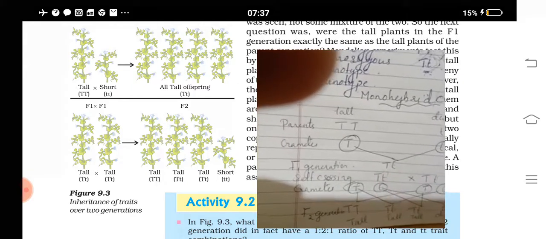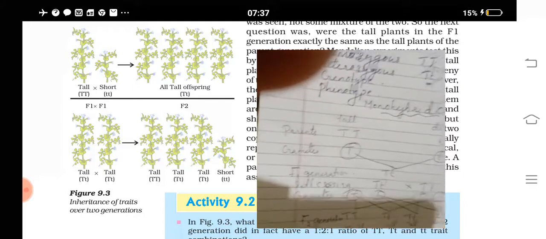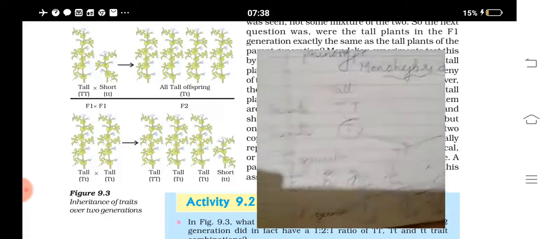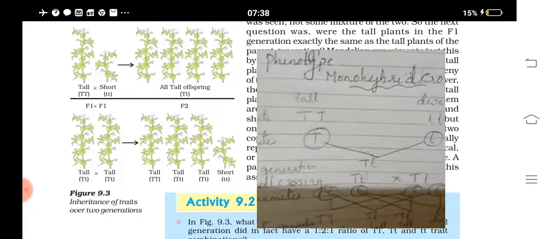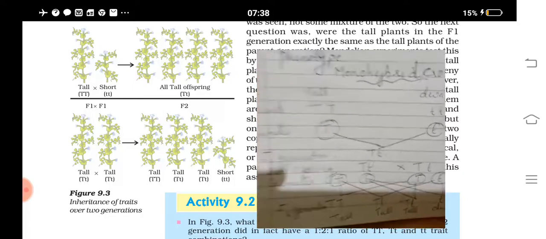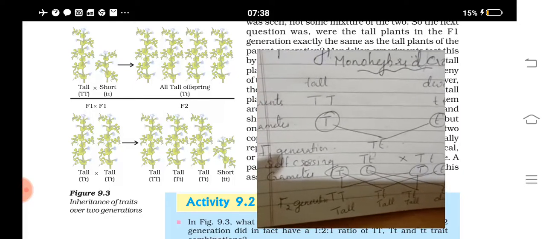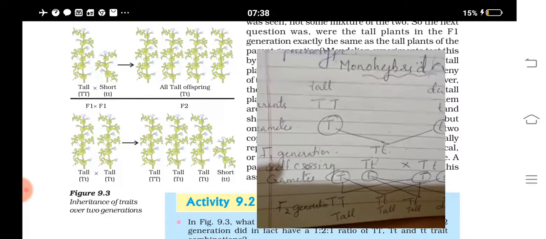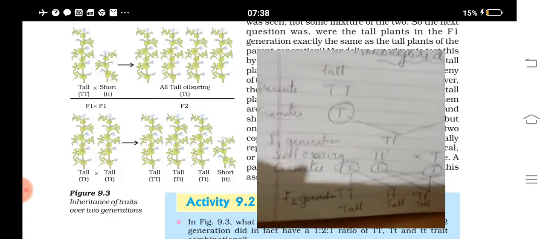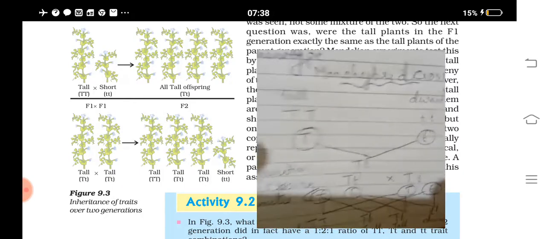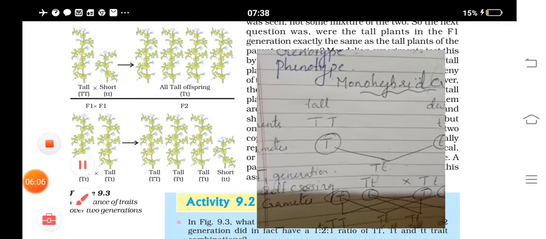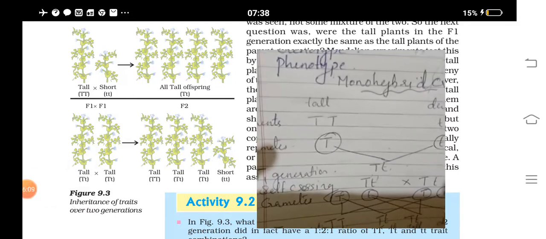So in the F1 generation, even though one parent is dwarf, and all the members of the F1 generation have one allele of small t, all the plants will be tall only, because the dominant allele is there. Understood? So all the plants in the F1 generation were tall, because they are heterozygous. Heterozygous means they have two different alleles in them. Understood?